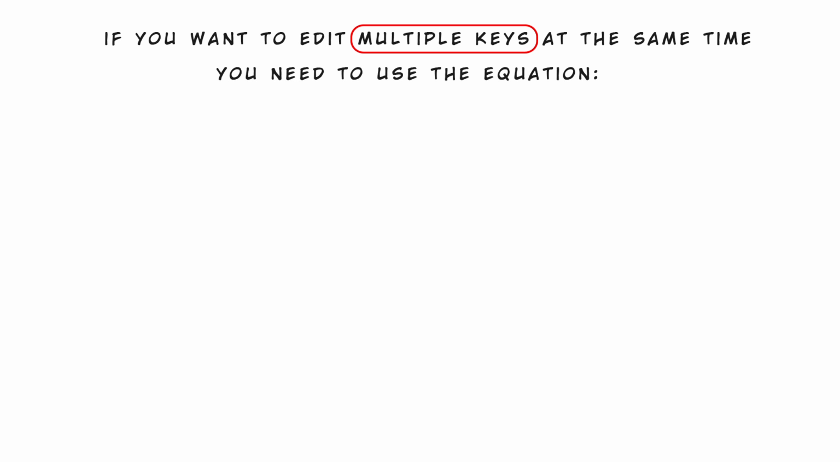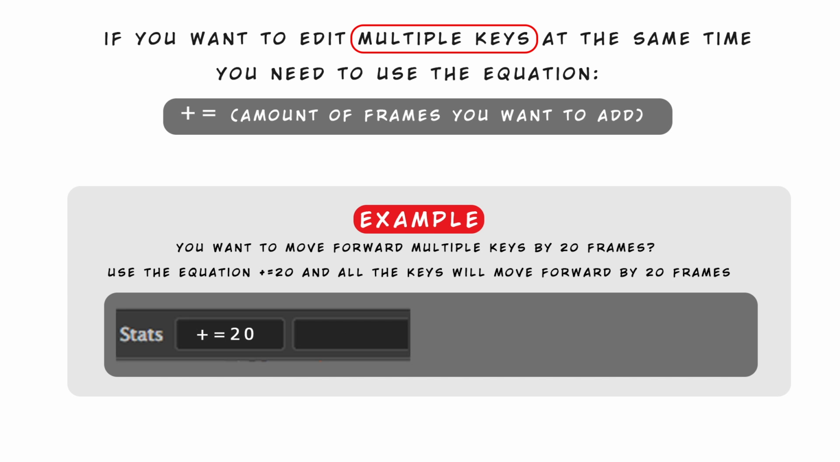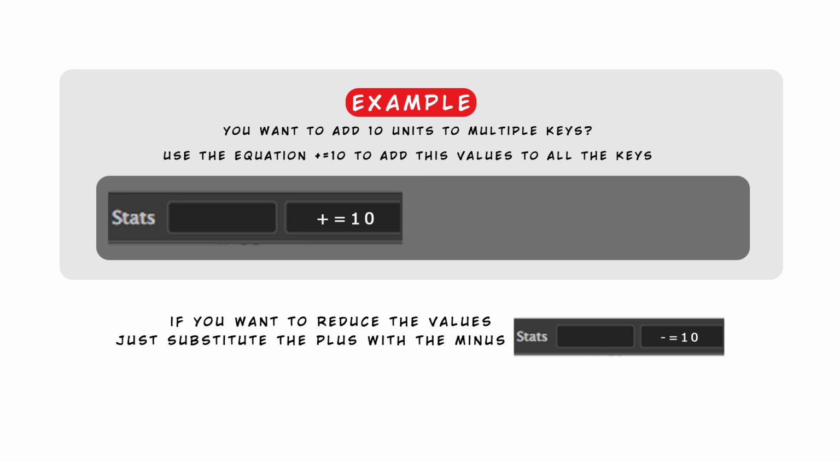If you want to edit multiple keys at the same time, you can't use the same method because you would get an error, but you need to use this equation: plus, equal, and the amount of frames you need. Example, do you want to move forward multiple keys by 20 frames? Use the equation plus equal 20, and all the keys will move forward by 20 frames. If you want to move the keys back, substitute the plus with the minus. If you need to change the values of multiple keys, you can do the same by typing the equation I showed before, and that value will be added to the existing one.